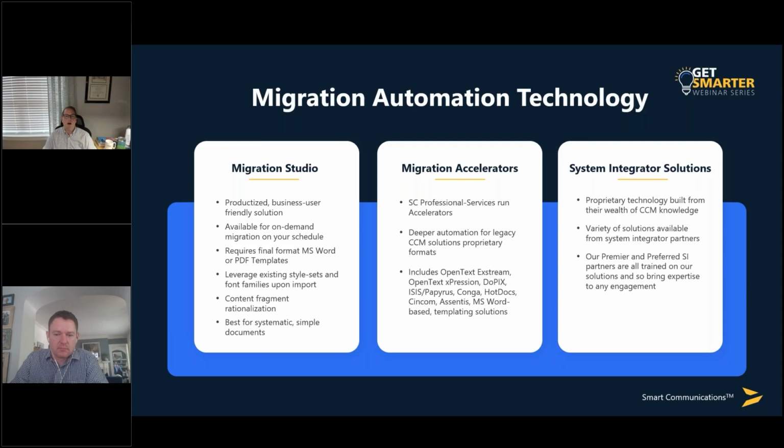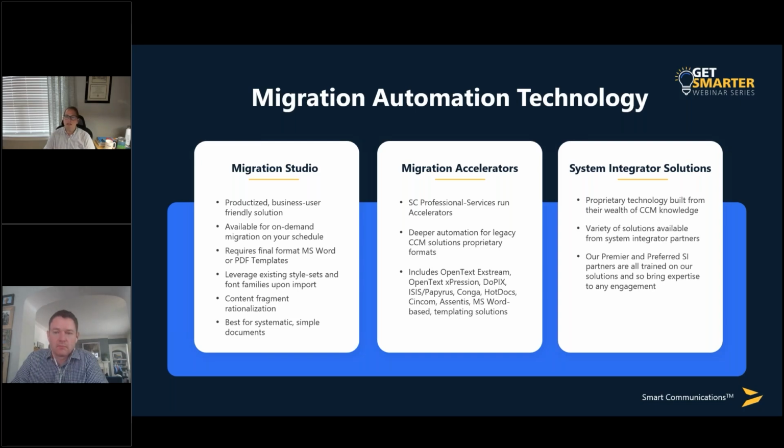But there are point-to-point solutions that we built for legacy CCM systems moving over to SmartCOMM. So look for that automation from systems such as Extreme, Expression, Quadient Stopics, Isis Papyrus, Conga, HotDocs, et cetera, et cetera. You see the list here. These are all accelerators that we've built to help speed up that process for you.